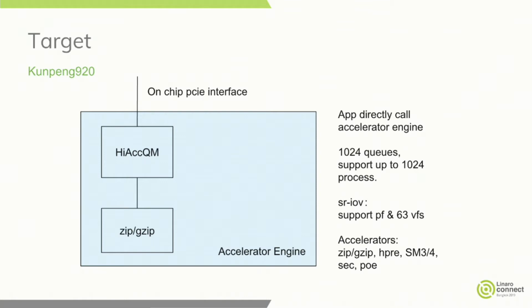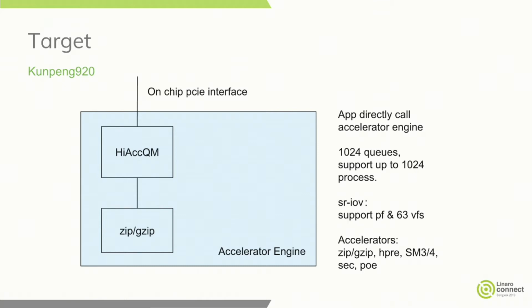So what do we want to do? First, we want a user application to directly call this accelerator to get better performance, like DPDK. And then we want to support multiple processes, since it supports 1024 queues, so 1024 processes can run together. Then virtualization is also very important. Currently we use SR-IOV. In Kunpeng 920, we support 1 PF and 63 VFs. They can share these 1024 queues. We support not only zip and gzip, we also support HPRE, SM3/SM4, RDE, SEC accelerators. So it includes a lot. This is what we want to do.